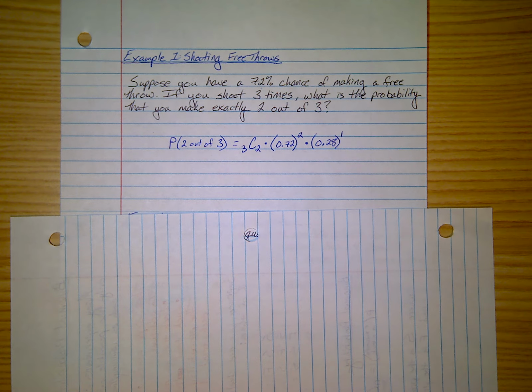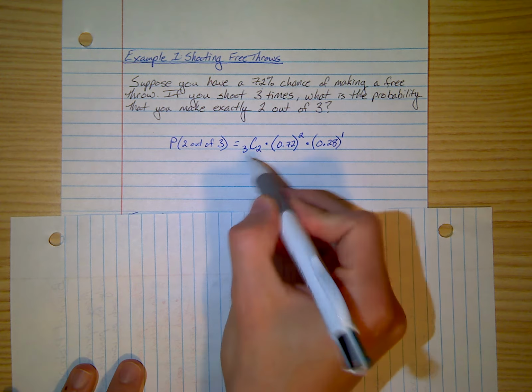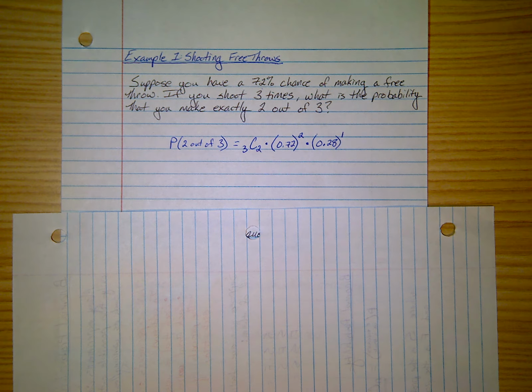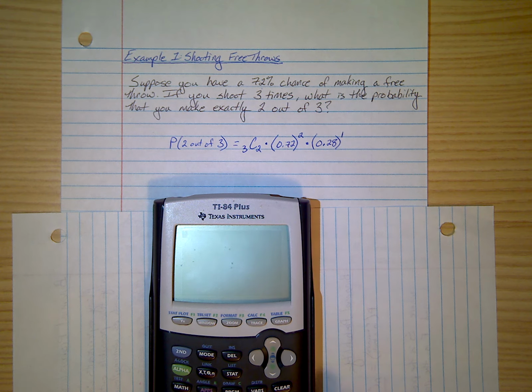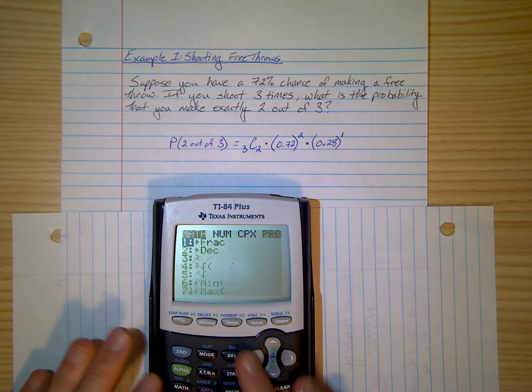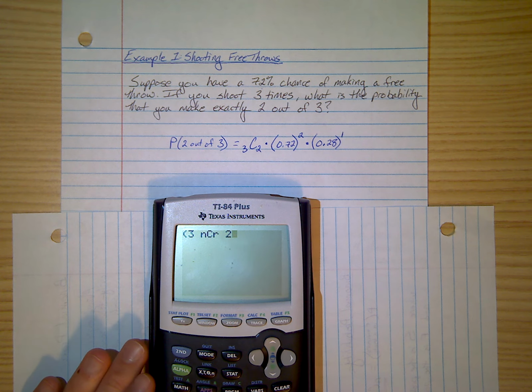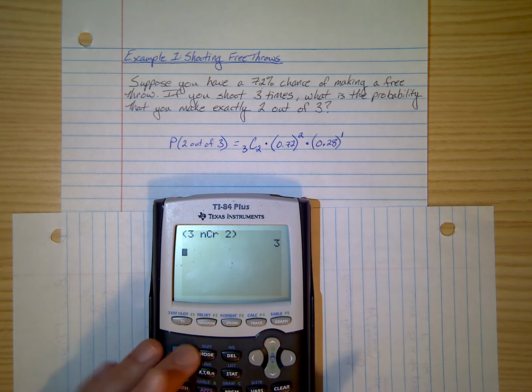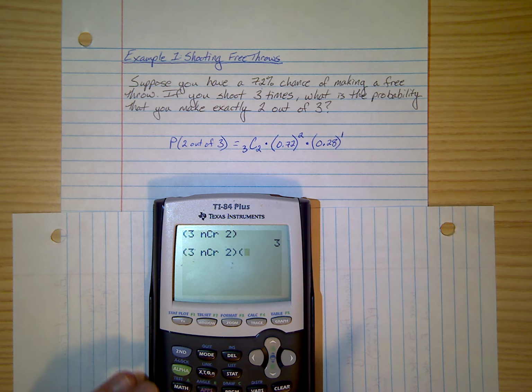That considers make, miss, make, and miss, make, the 3 different ones. Actually, this combination part is what considers the 3 different possible ways to get 2 out of the 3. Then to calculate the total probability, you just multiply it all together. So 3C2, which by the way is 3. That's the 3 different ways you can get 2 out of 3.